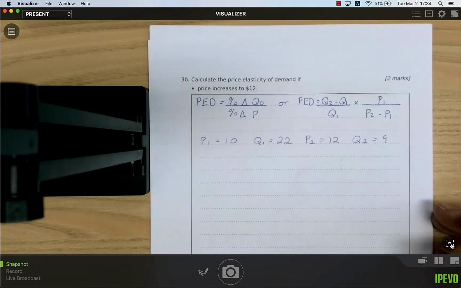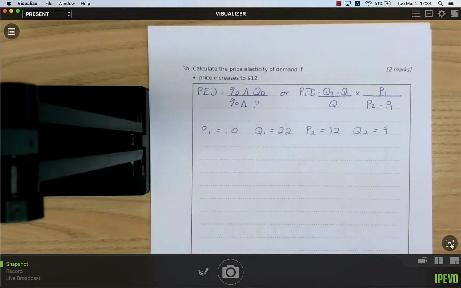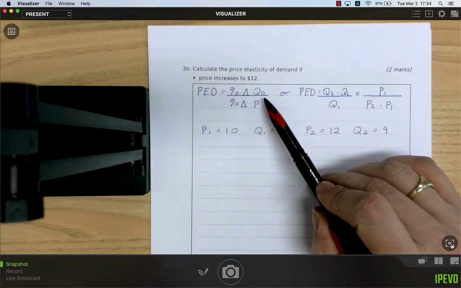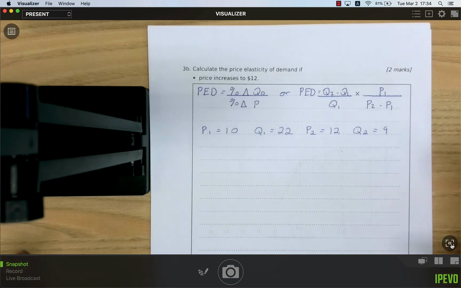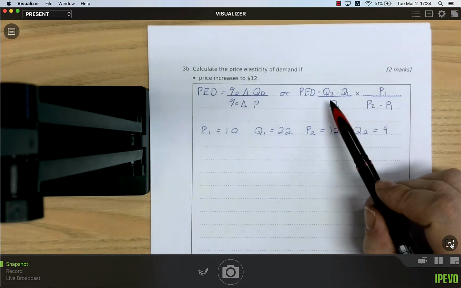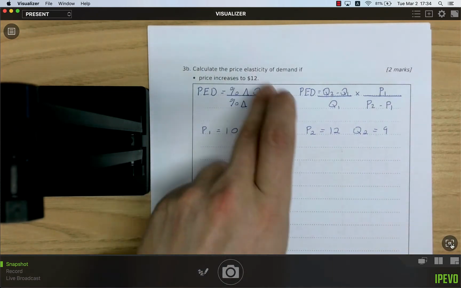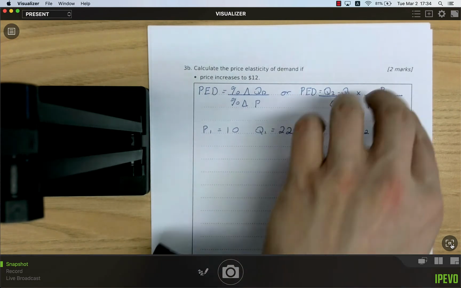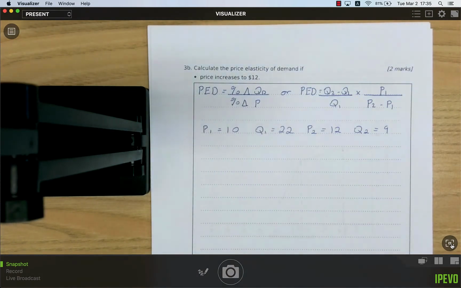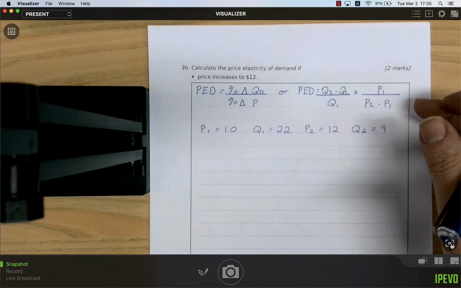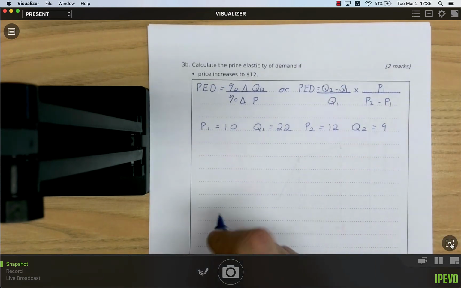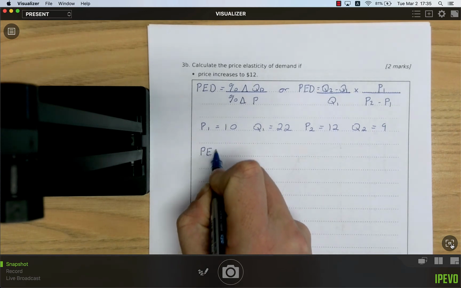So there are two ways, which are actually the same way, to calculate PED. It is percentage change in quantity demanded over percentage change in price. Or another, and dare I say it, better way, is Q2 minus Q1 over Q1, multiplied by P1 over P2 minus P1. If you work that out and transpose that formula, you will get this one here. I'm going to use the second one because I think students find it easier. Be able to do both, but if you have the choice, you're less likely to make a mistake doing it this way. So what are we going to say? PED equals, and I've already written all this stuff out.